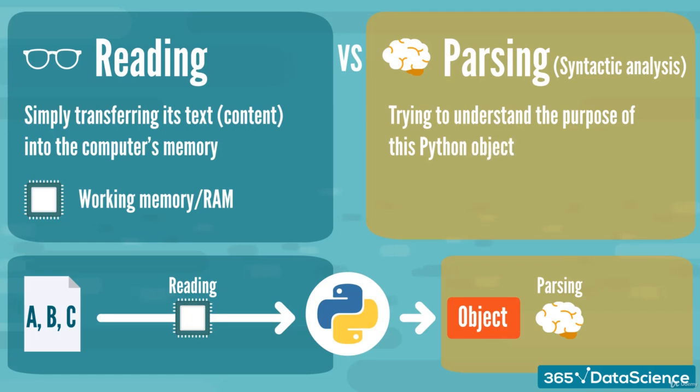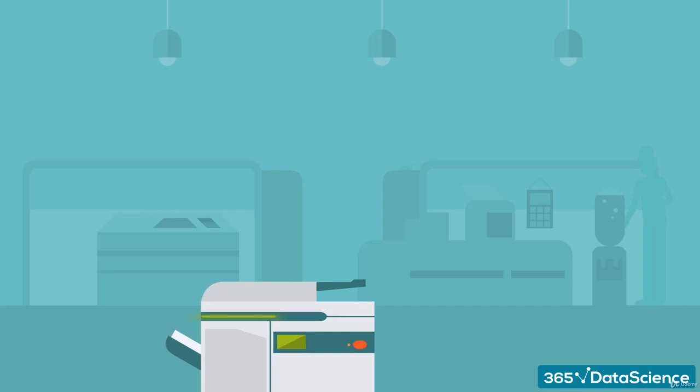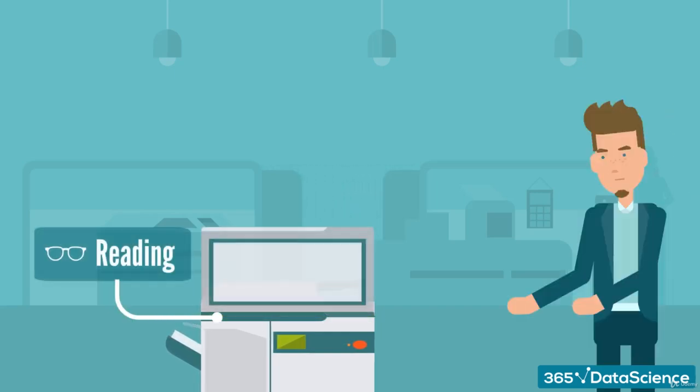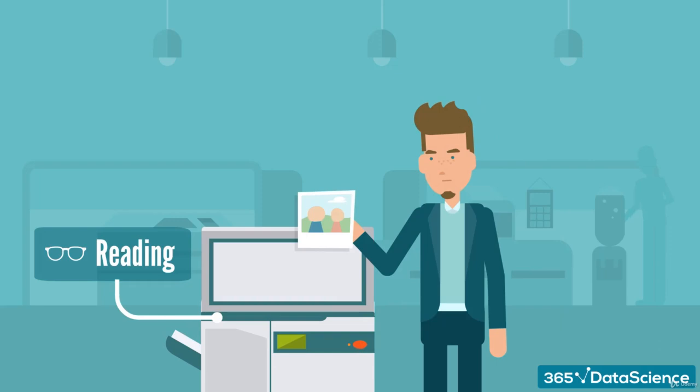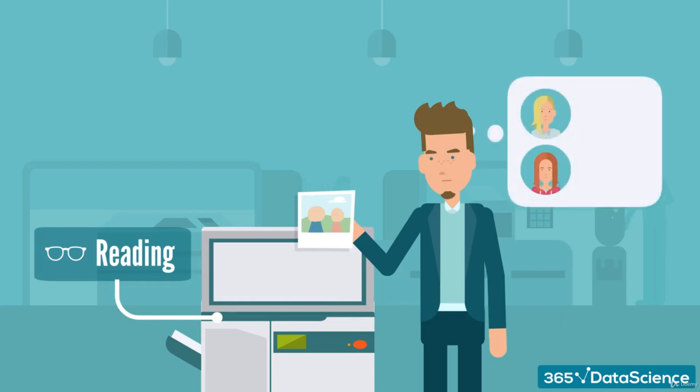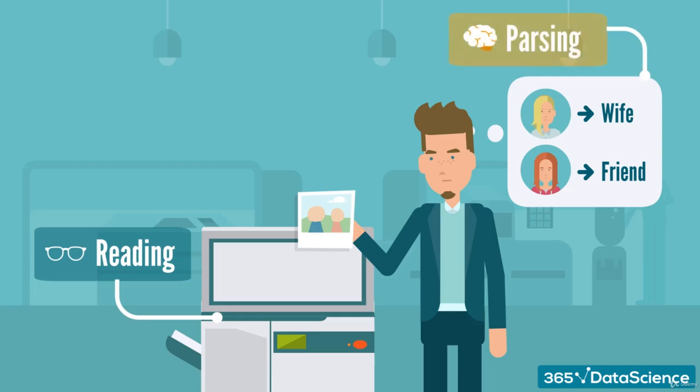A classical analogy from real life to the use of these two terms would be the following. Photocopying an image with a machine can be considered reading that image. Then, a person looking at the photocopied image and trying to understand what's in it, as well as assign meaning to its different segments, is actually parsing that image.